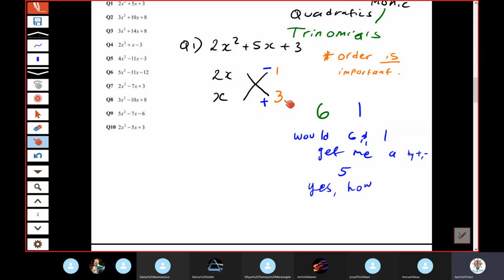No? Everyone's okay with this? All right, Yusuf, let's double check, right? Yusuf, what's 2x times x? 2x squared. Good, so tick to that. What's -1 times 3? -3.